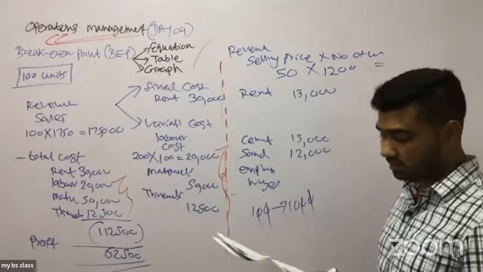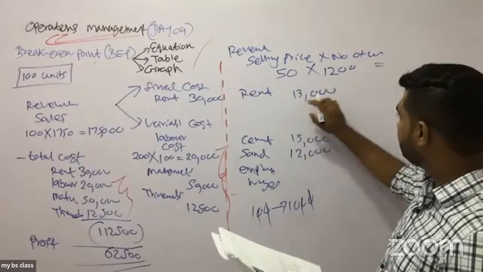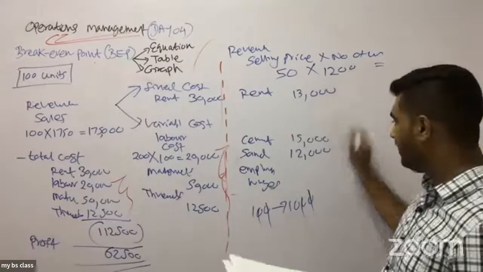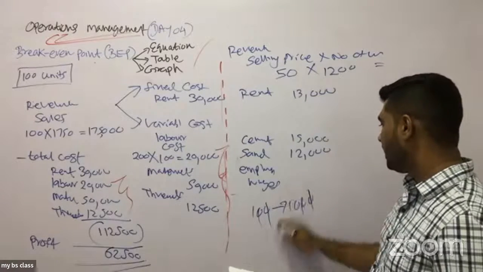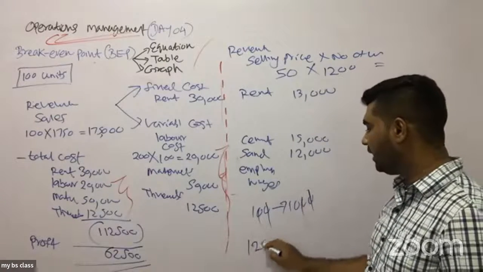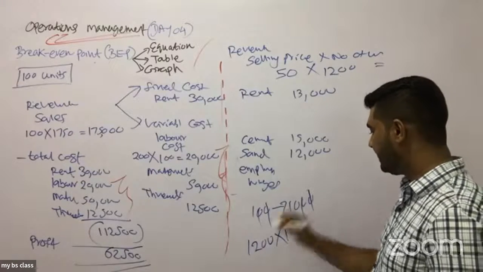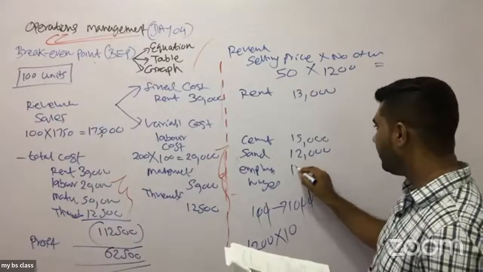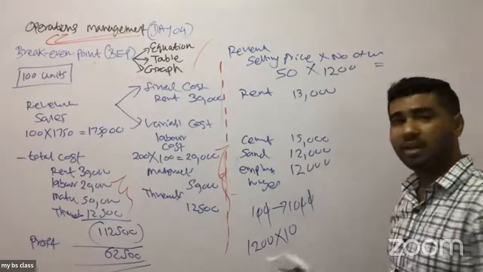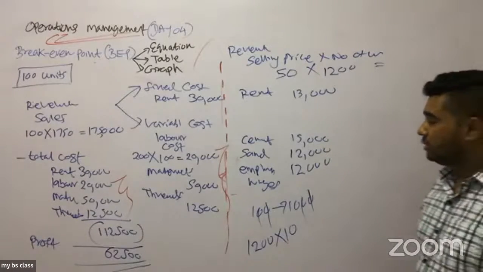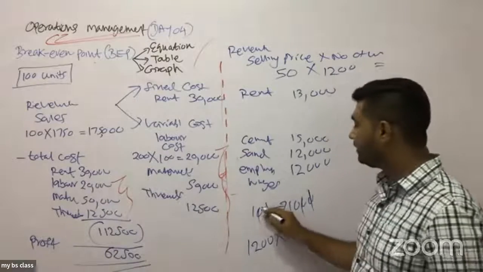Then how much? 12,000. Sorry, bricks 1200, right? So we can see 1200 bricks into 10 rupees, 10 rupees. And 12,000 are the employee wages. Right? Are you clear with that?